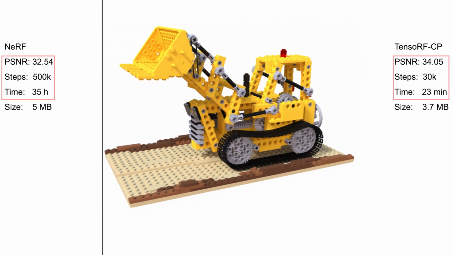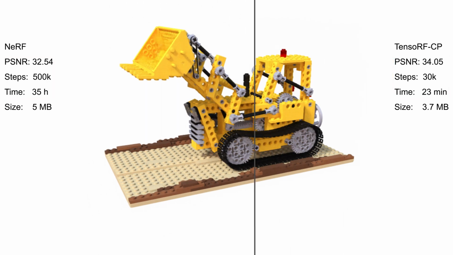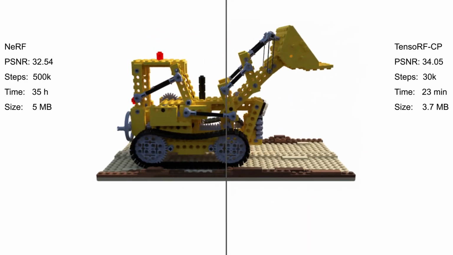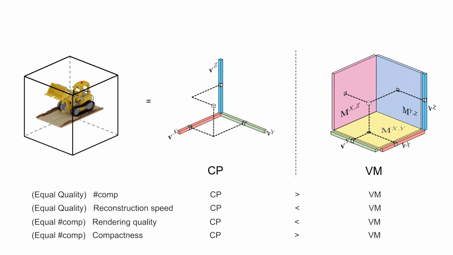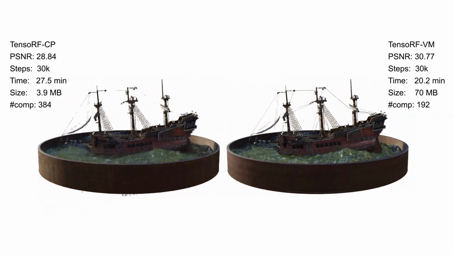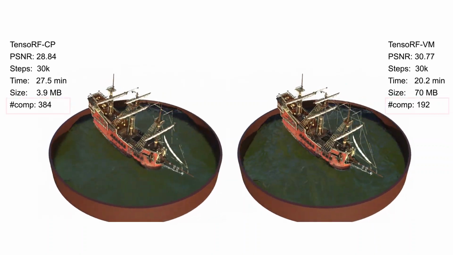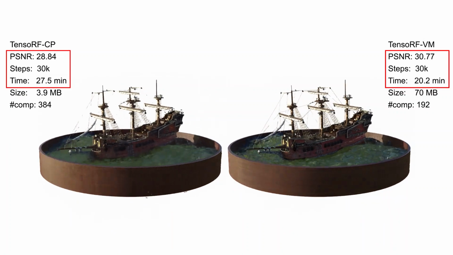NeRF. CP decomposition leads to super high compactness, but it can require a large number of components to achieve higher accuracy and complexity, which undesirably increases the reconstruction time. On the other hand, our novel VM decomposition contains more parameters in each component and reduces the required number of components. As shown in this example, our VM model can accurately model the scene with fewer components, leading to significantly faster reconstruction and much better rendering quality.